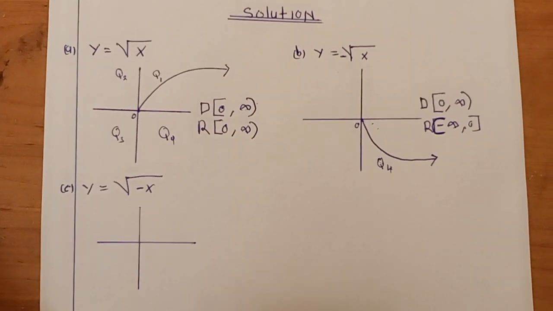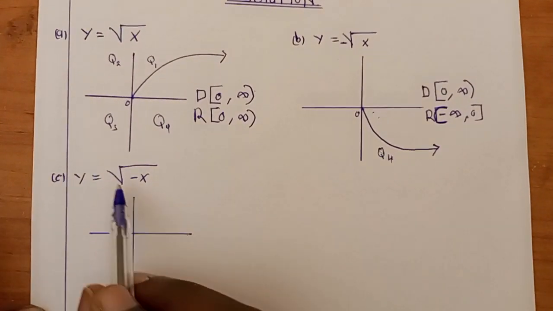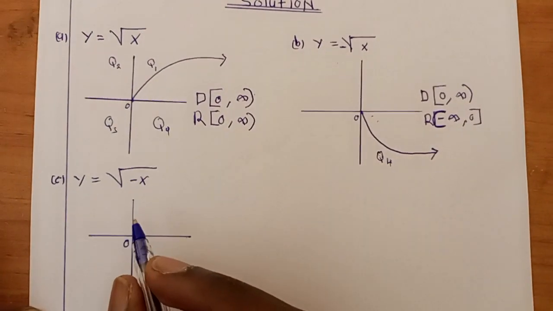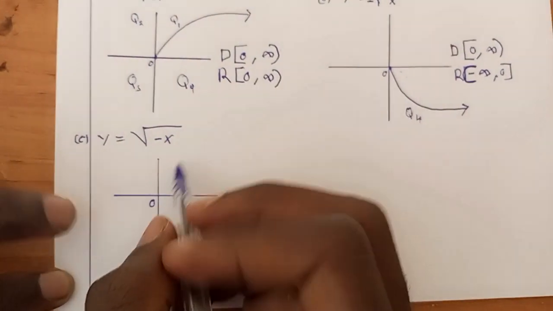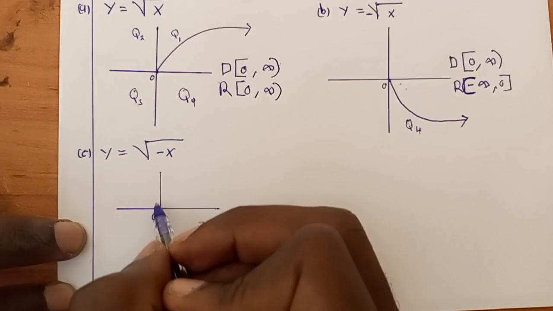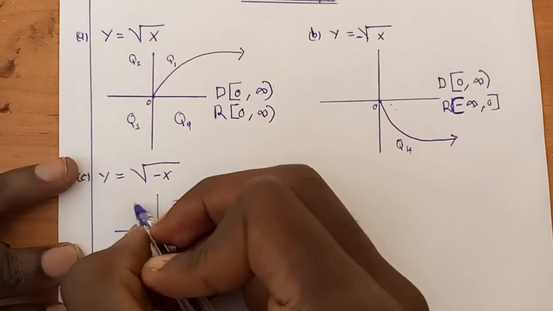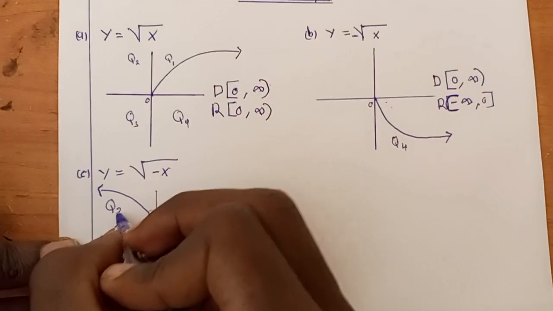So we put a 0 here. Now we ask ourselves which quadrant is going to hold where y is going to be positive and x is going to be negative. Y positive is this one, x negative is this one. So we're just moving in this direction, like this. So second quadrant.